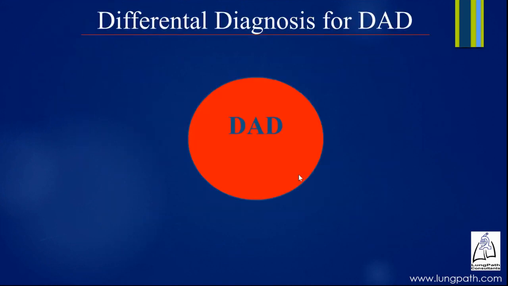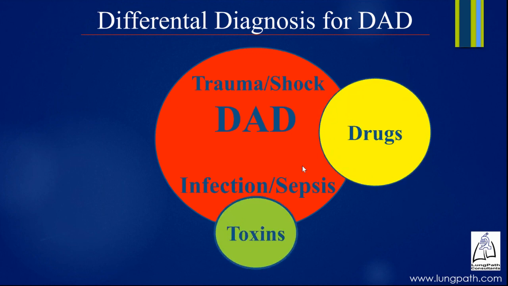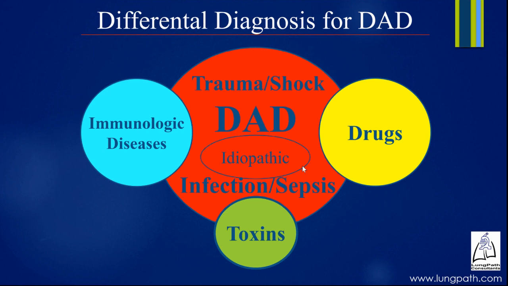The differential for diffuse alveolar damage includes trauma, shock, infection, sepsis, toxins, drugs, immunologic diseases, and when everything has been excluded, the clinician will call the disease idiopathic and can use this term, acute interstitial pneumonia. This is not a pathologic term. This has to have all possible causes excluded first, and you can't do that as a pathologist. You don't have access to all the information.